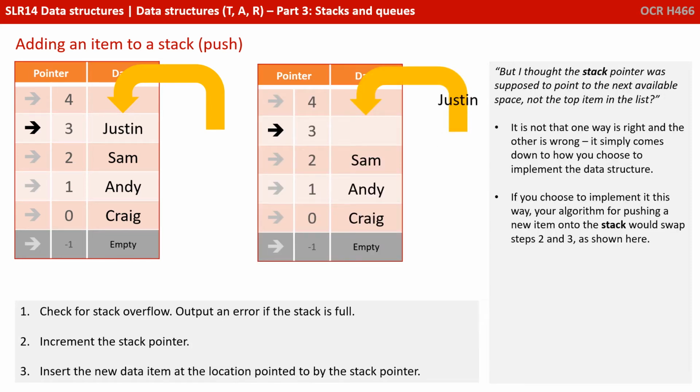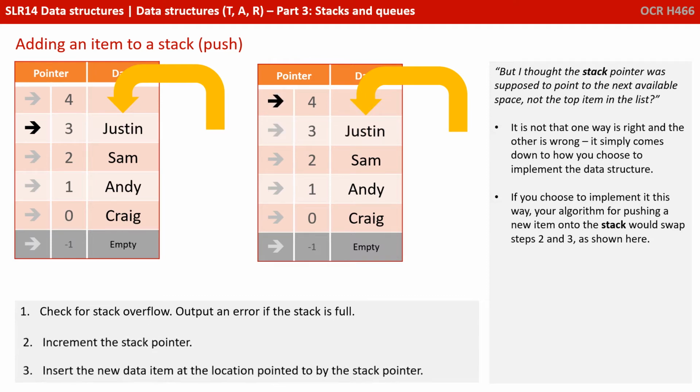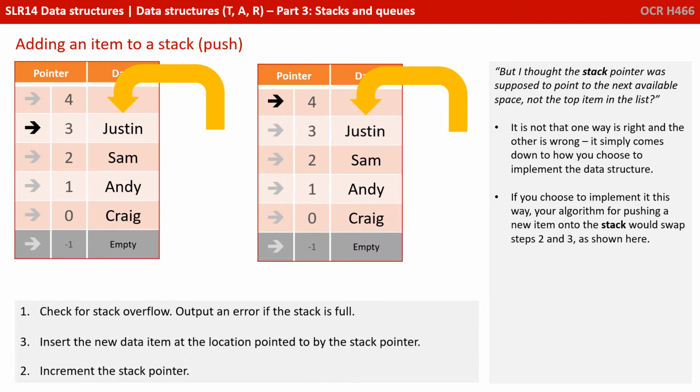But I thought the stack pointer was supposed to point to the next available space, not the top item in the list. Well, maybe that's what you've been taught by your teacher or you've read in a textbook. And it's also true. It is not that one way is right and the other is wrong. It simply comes down to how you choose to implement the data structure. If you choose to implement it this way, your algorithm for pushing a new item onto the stack would simply swap steps 2 and 3 as shown here.